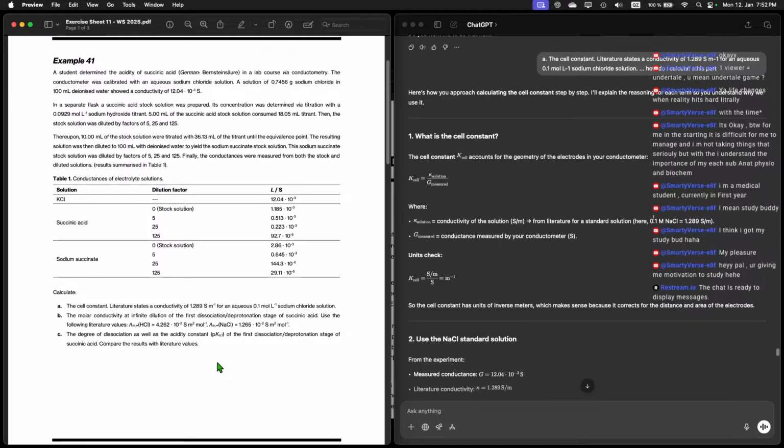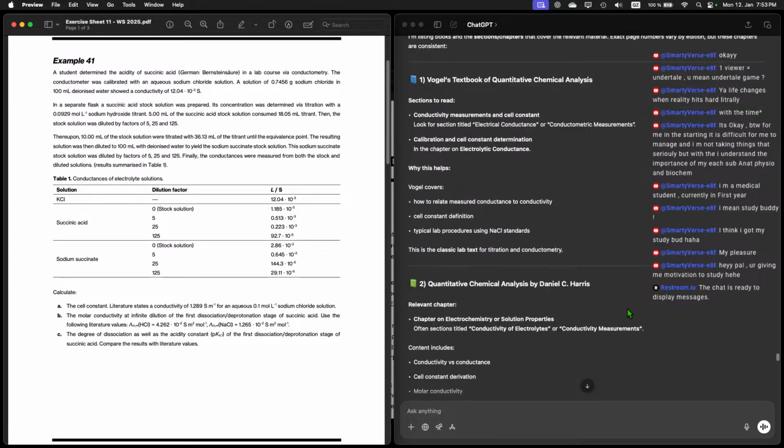Cell constant equals K solution by G measured. Conductivity of the solution, from literature for a standard solution. Standard solution, that means 0.1 mole. What was it exactly? Come on.